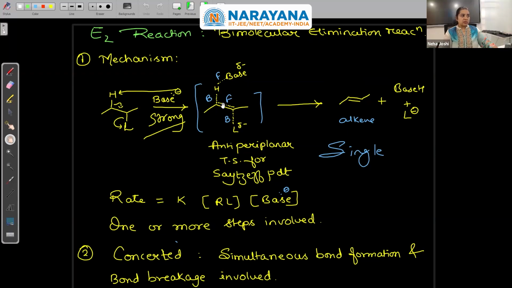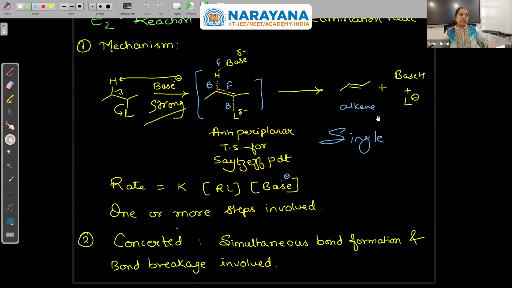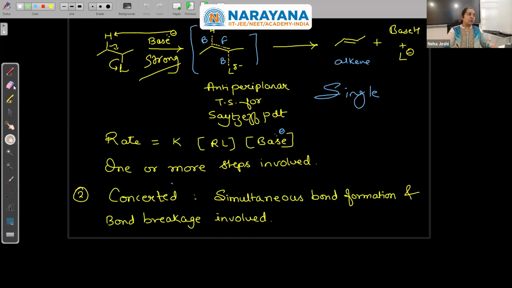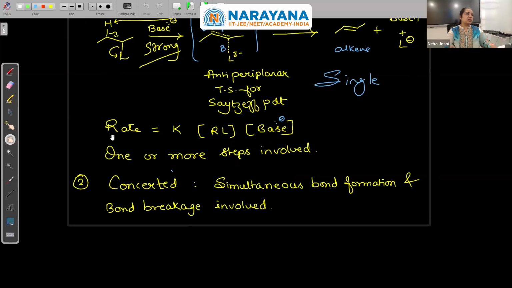You take a base; most stable is the anti-periplanar transition state for the Zaitsev product. Alkenes are formed. That is fine. Okay, single alkene is here considered, anti-periplanar. Rate is k into alkyl halide or any substrate multiplied by base. It could be one or more steps. It depends on what the leaving group is. For example, if it is alcohol, definitely more steps. OH is not a good leaving group. We have to convert it to H2O, then only it is a leaving group.